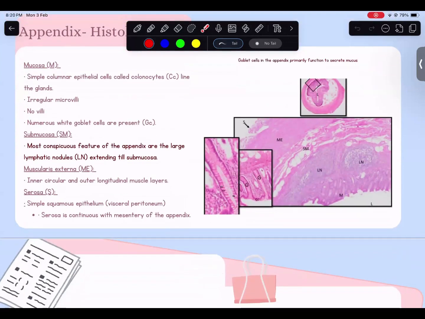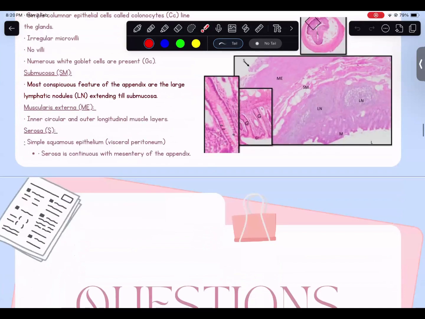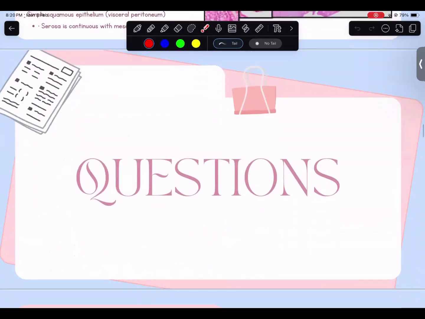That's pretty much it for the appendix. It's not really a lot, but it's frequently asked. Is everything clear? Okay, I think everything's clear.